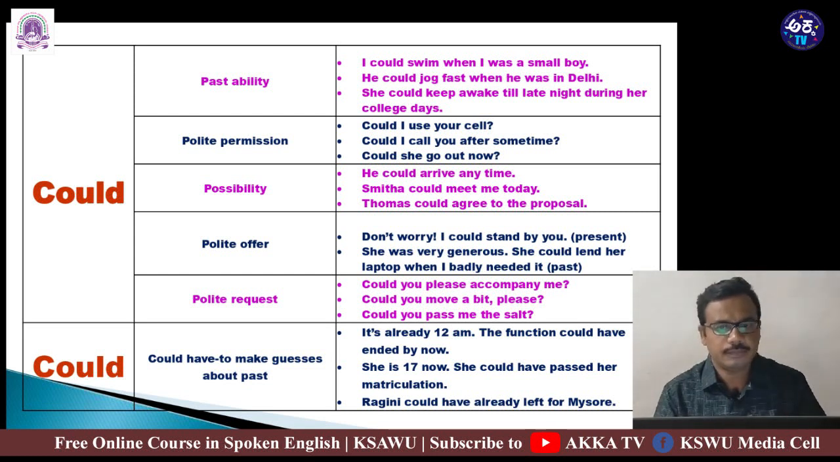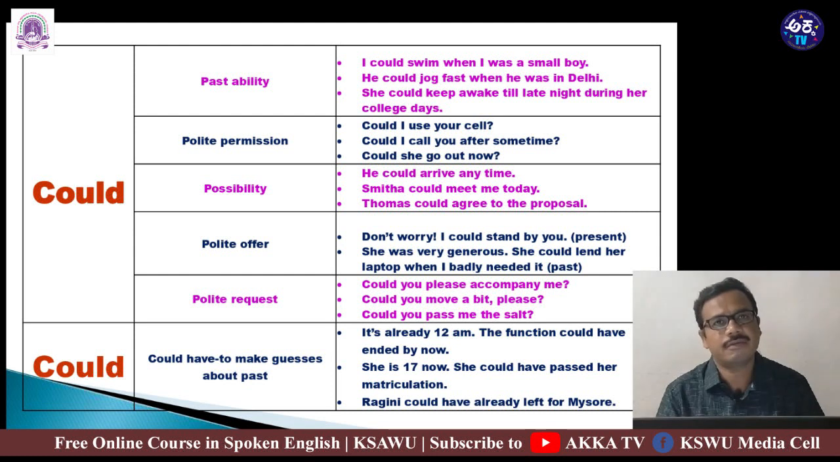I am alone. And then, could you move a bit, please? You're sitting here. Could you move a bit so that I can also be seated here? And then, could you pass me the salt? The salt is on the next table, and the person who is sitting there, I am making a request to him, and I am politely asking him, could you pass me the salt? This is used to make polite request.